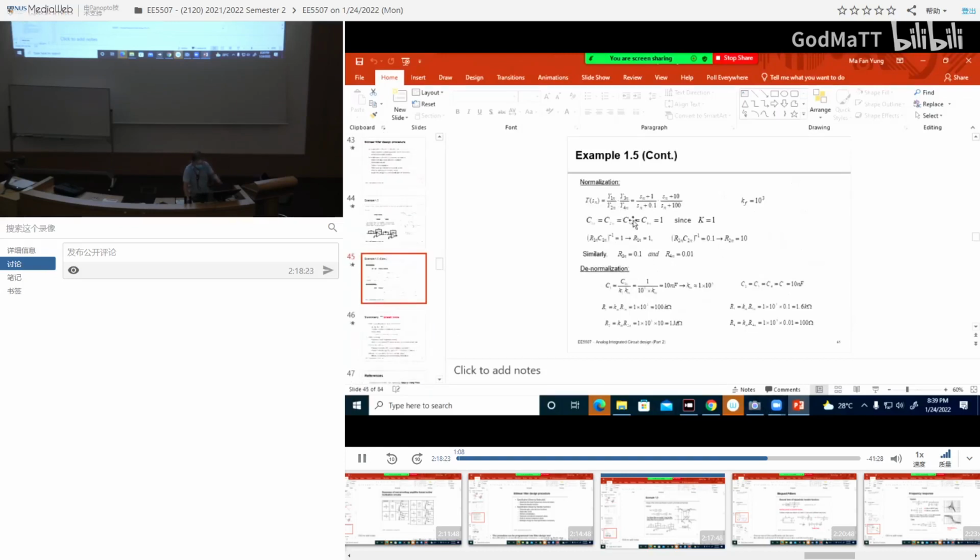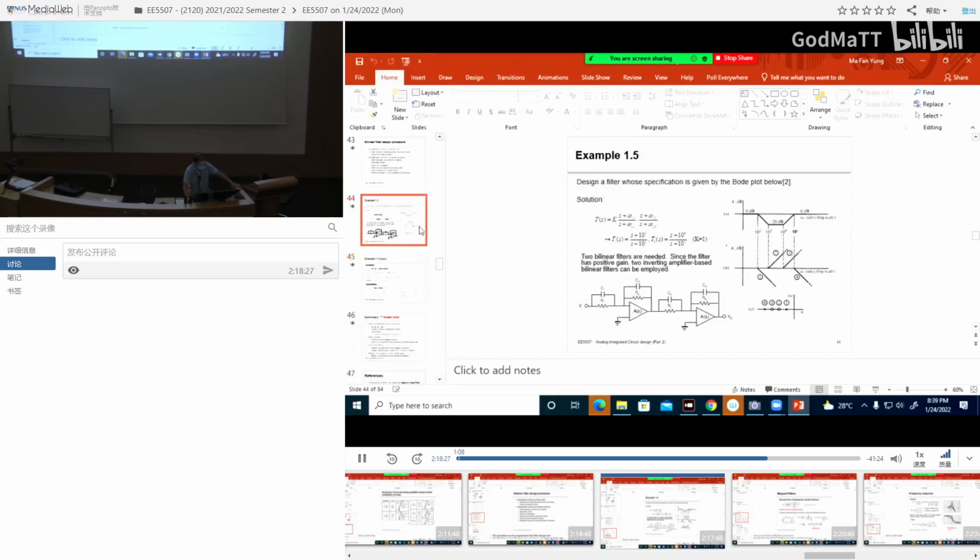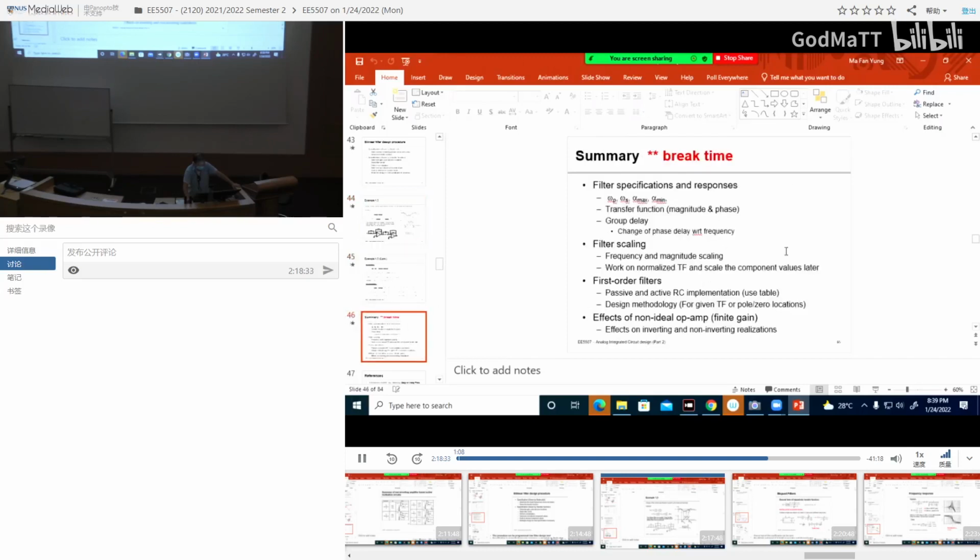Then we do all this normalization and denormalization again, to pick out what R and C values I should use. Well, we're already at 8:39.